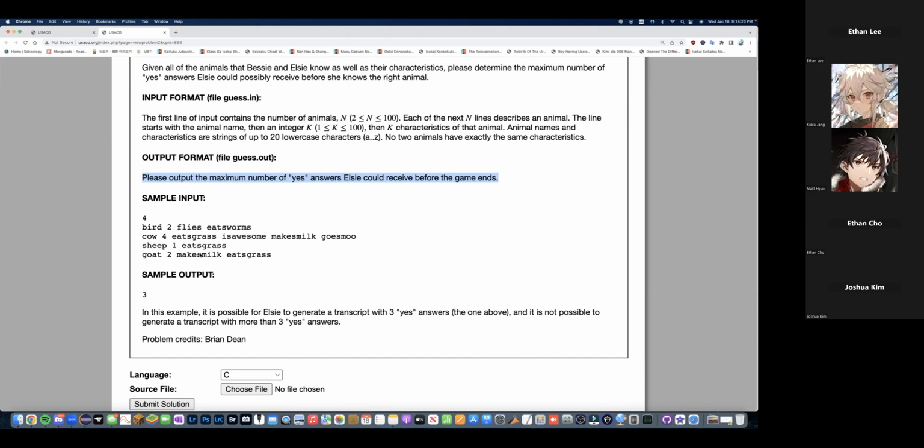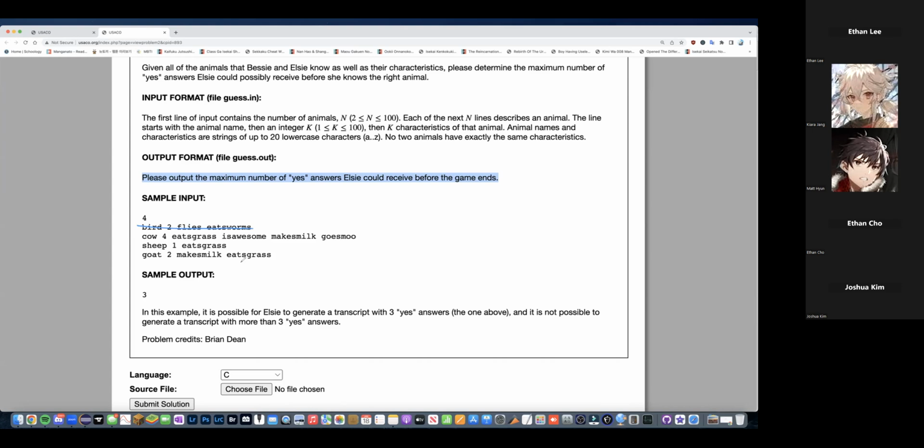So if we look at all these characteristics, which characteristic comes out the most? If you said eats grass, that's correct. So we see that eats grass appears in 3 out of the 4 animals. There is no other trait that appears that many times. So we're going to continuously look for the trait that appears the most number of times, because we want to get the maximum number of yes. So we're going to eliminate bird, since eats grass is not there.